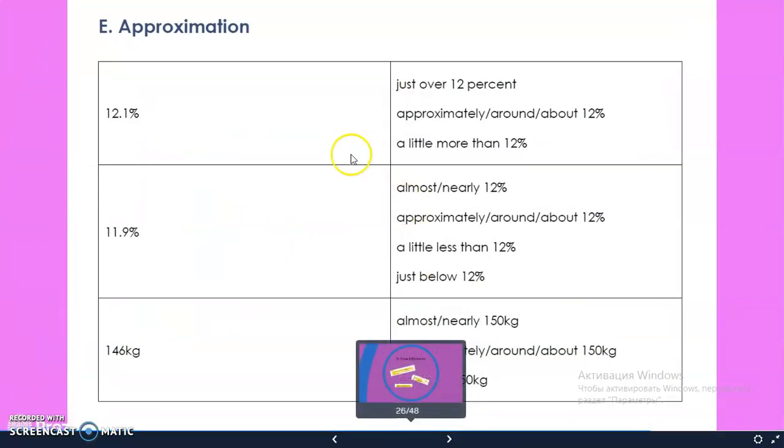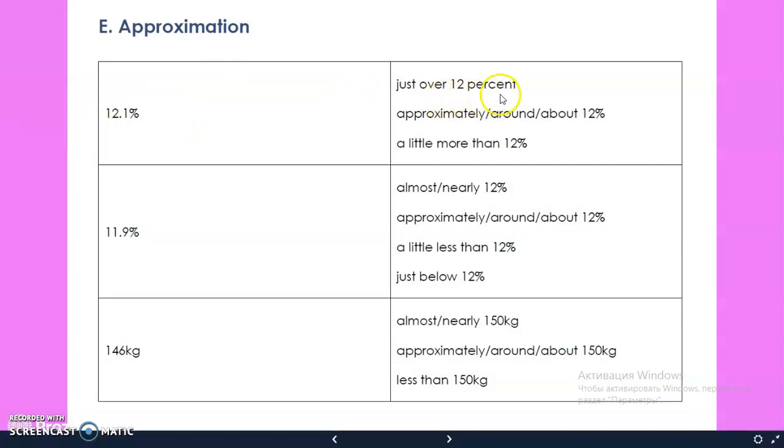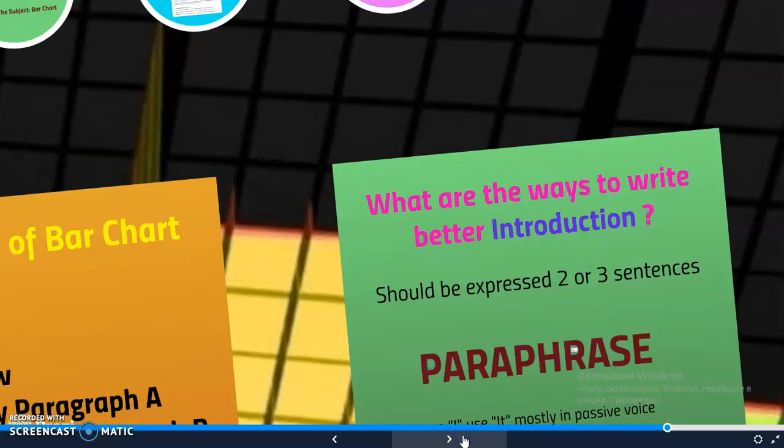So approximation means giving not clear exact information, just giving approximate details, approximate figures or approximate numbers. For example, 12%, just over 12%, approximately, around, about 12%, a little more than 12%. 11% means almost, nearly 12%, approximately, around, about 12%, a little less than 12%, just below 12%. 146 kilograms, almost, nearly 150 kilograms, approximately, around, about 150 kilograms, less than 150 kilograms. So we are giving here an exact number and here an approximate number.